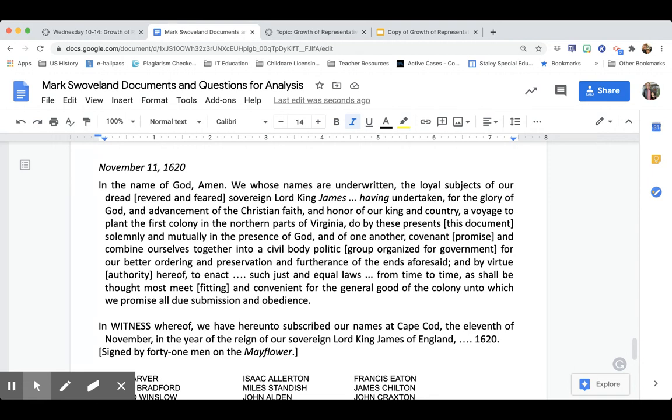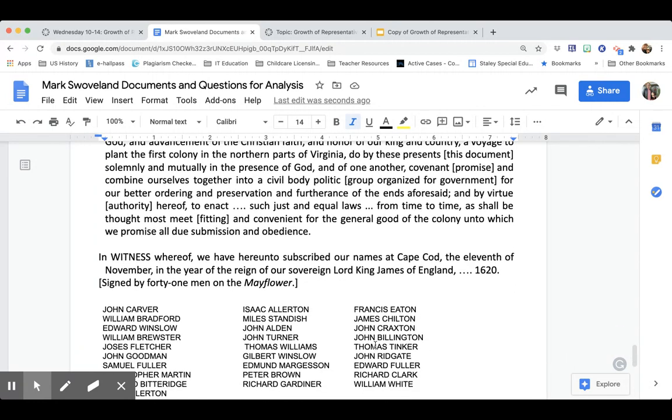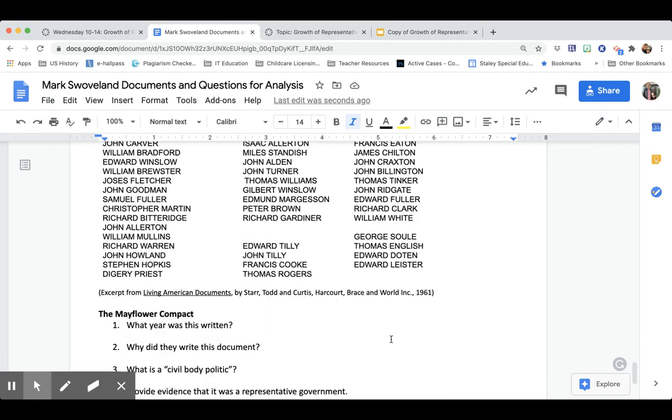organize for government for our better ordering and preservation and furtherance of the ends aforesaid, and by virtue hereof to enact such just and equal laws from time to time as shall be thought the most fitting and convenient for the general good of the colony, unto which we promise all due submission and obedience. In witness thereof, we have hereunto subscribed our names at Cape Cod, the 11th of November, in the year of our reign of our sovereign, Lord King James of England, 1620.